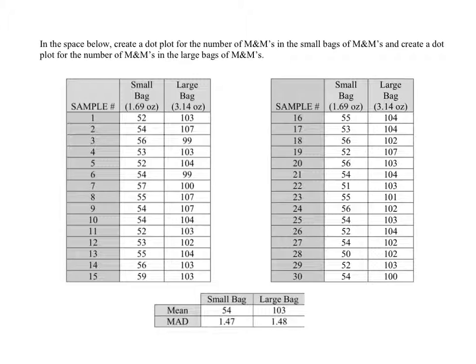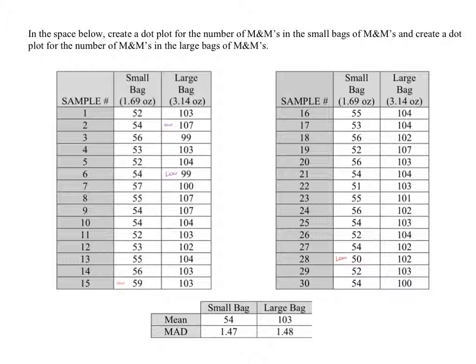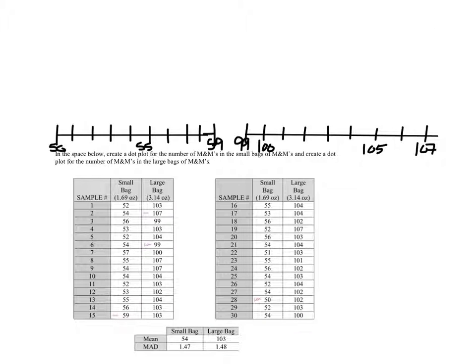So now take a moment and create a dot plot for the number of M&Ms in the small bag of M&Ms, and create a second one for the large bag of M&Ms. Just to help us get started with the dot plot, we can see the highs and lows for both the small and large bags. That helps us set up the lines for the dot plot, and we just need to put the dots on, right?